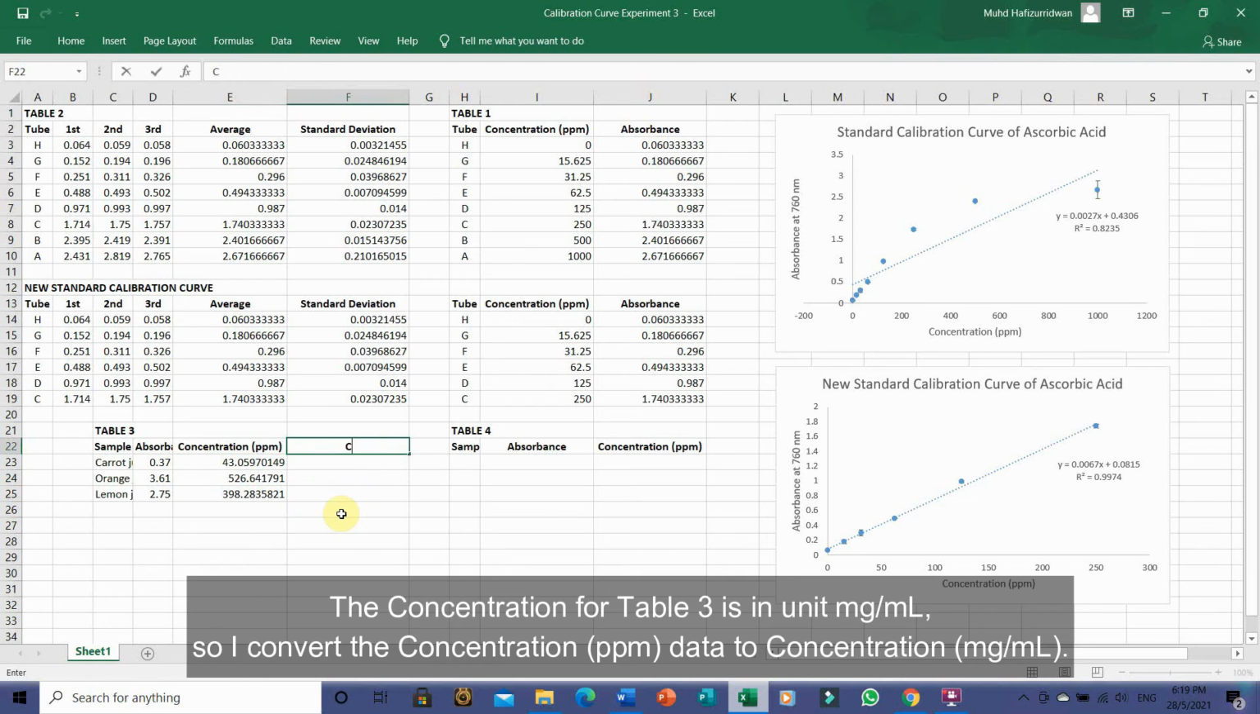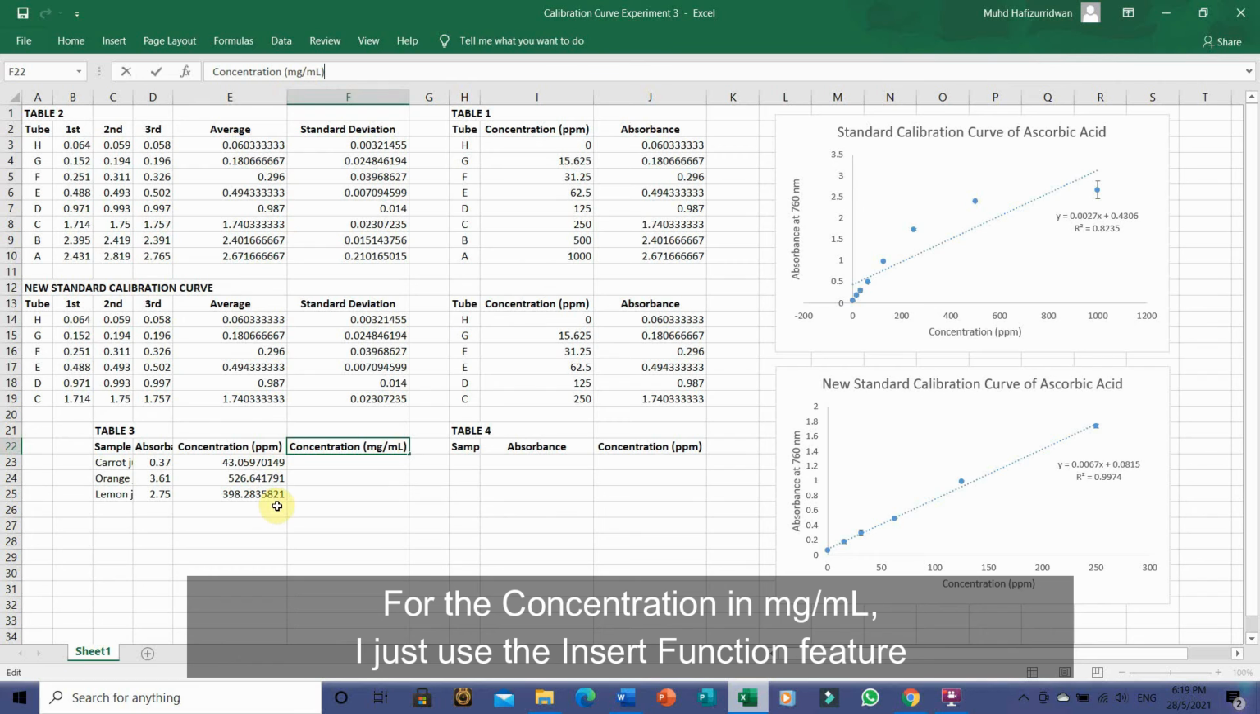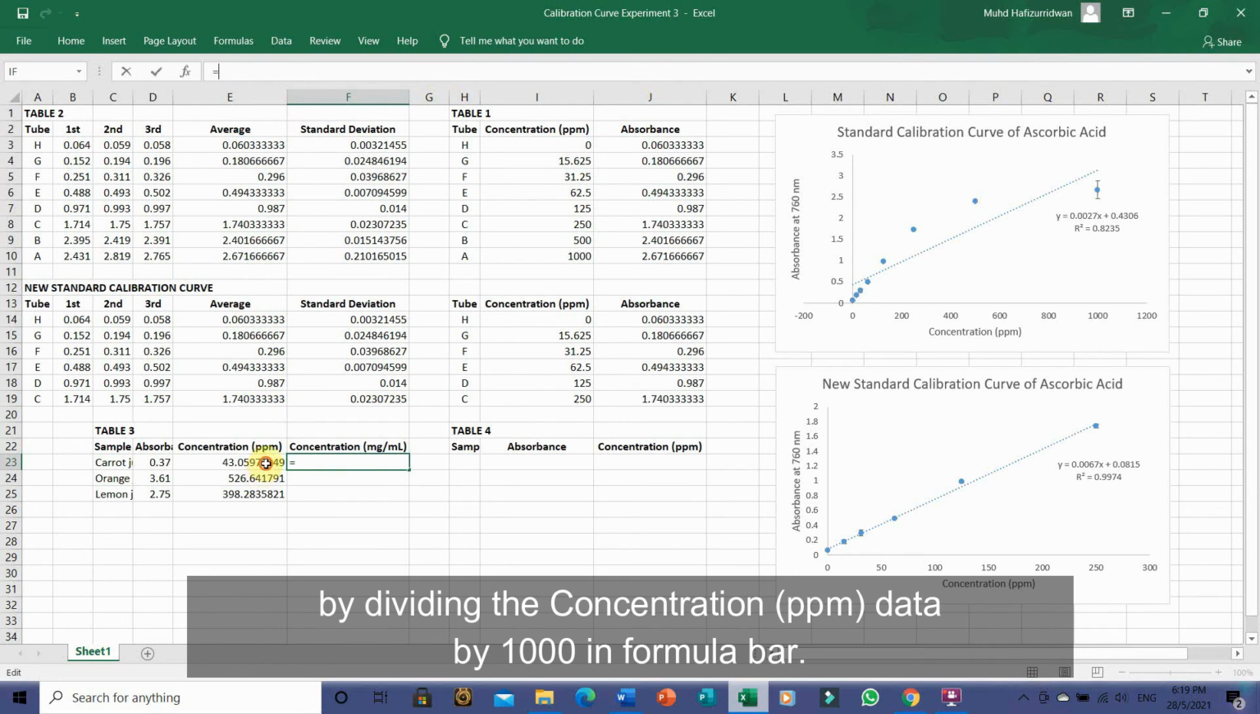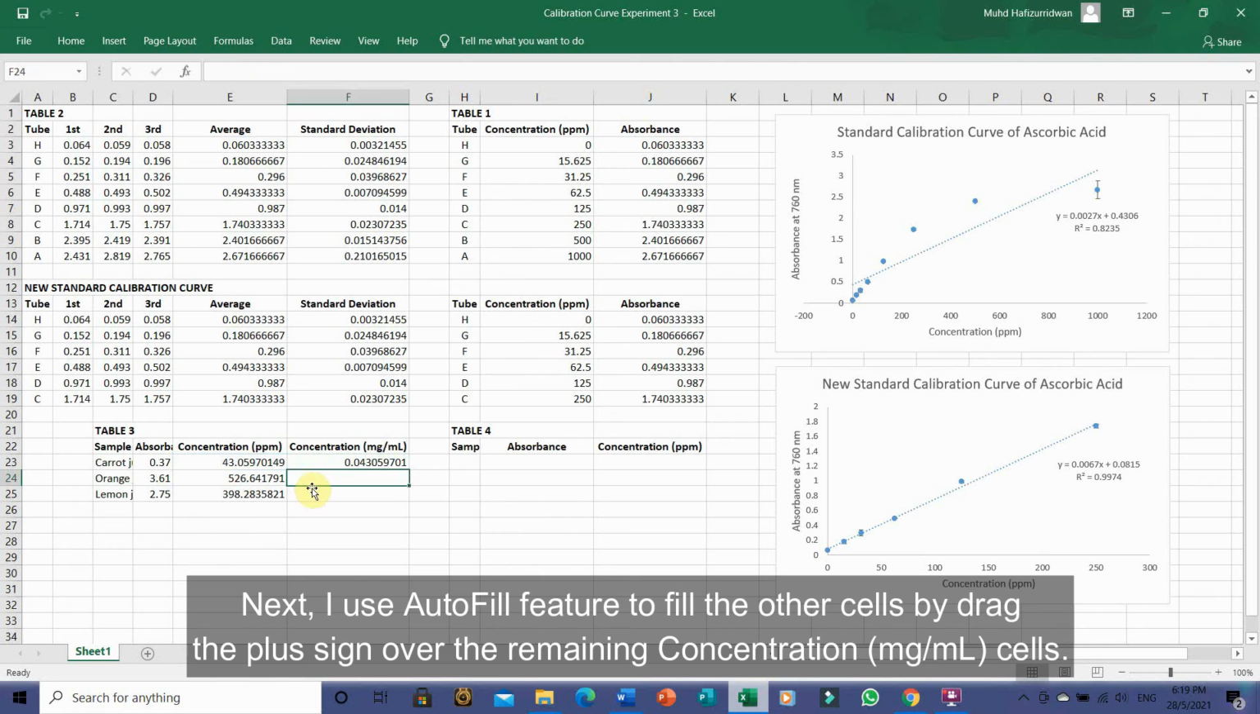The concentration for Table 3 is in unit µg per ml, so I convert the concentration data to unit mg per ml. For the concentration in mg per ml, I just use the insert function feature by dividing the concentration data by 1000 in the formula bar. Next, I use the autofill feature to fill the other cells by dragging the plus sign over the remaining concentration cells.